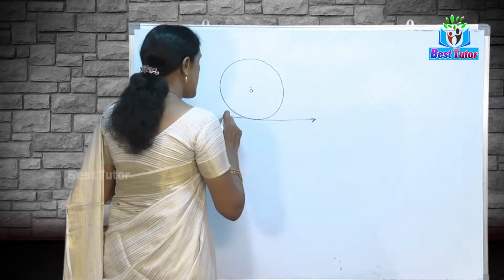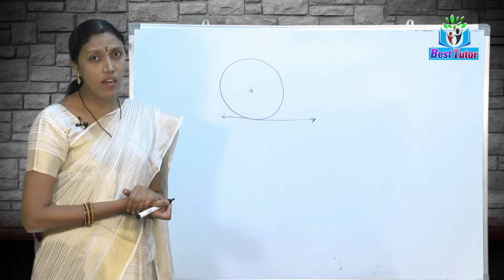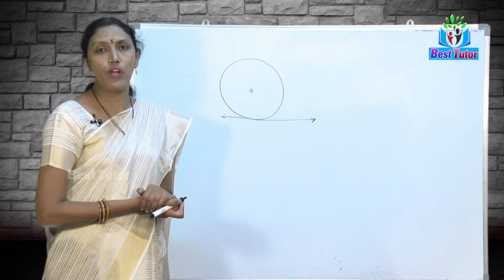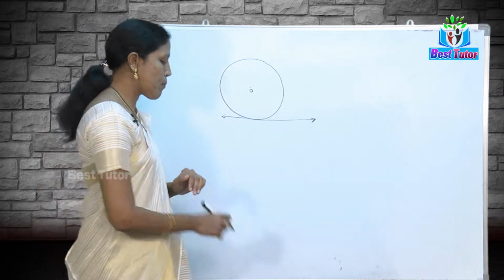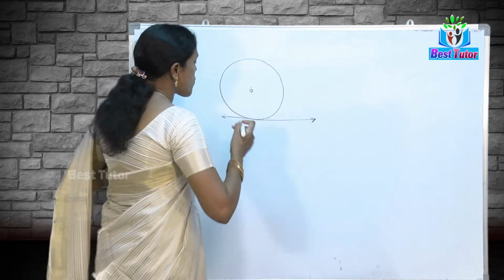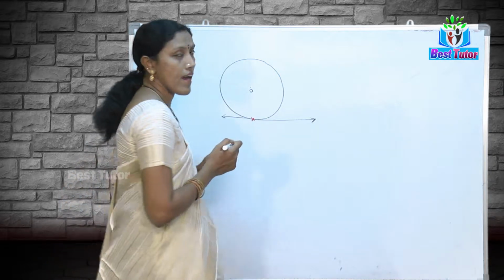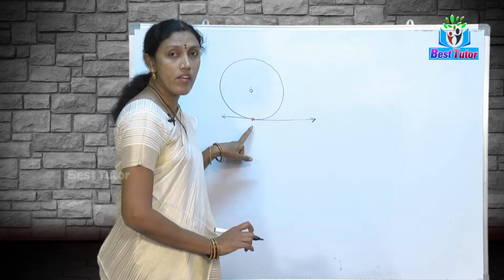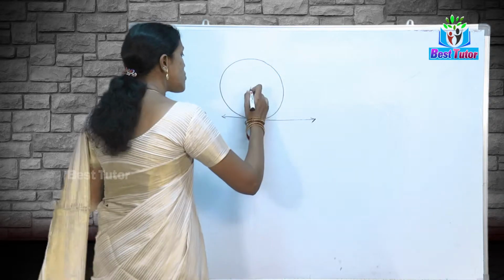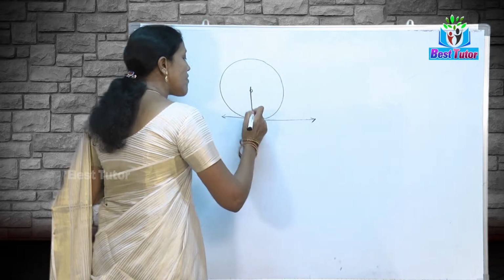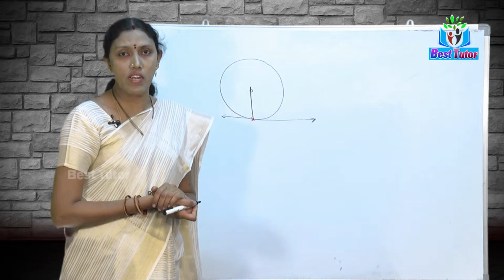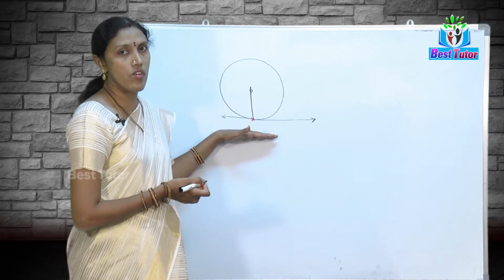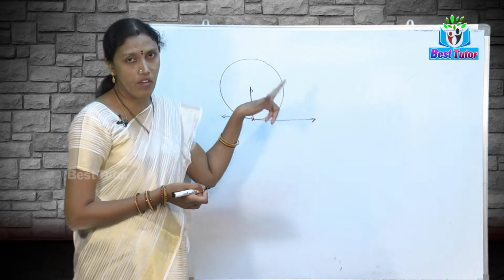This is the tangent. Now the theorem states that the radius is perpendicular to the tangent at the point of contact. What do you mean by point of contact? The point at which the circle and the tangent are touching each other is called the point of contact. This point is on the circle. So we can always join the center to this point and we can get the radius. Now the theorem states that this radius is perpendicular to the tangent at the point of contact. Actually, the circle has infinite radii.